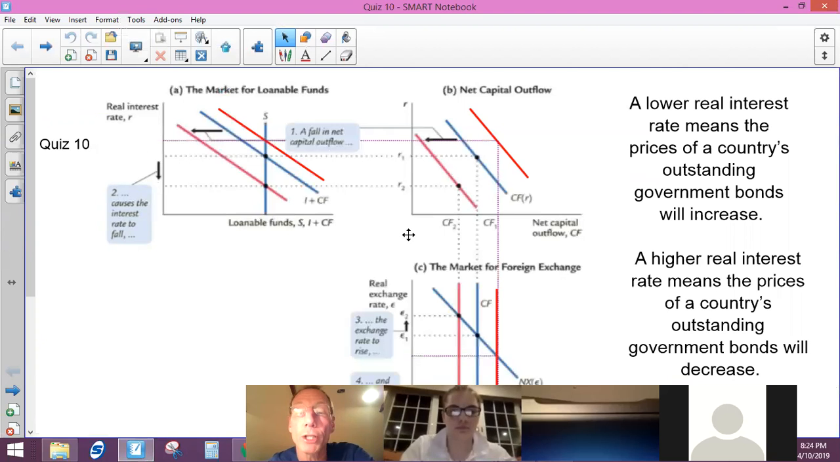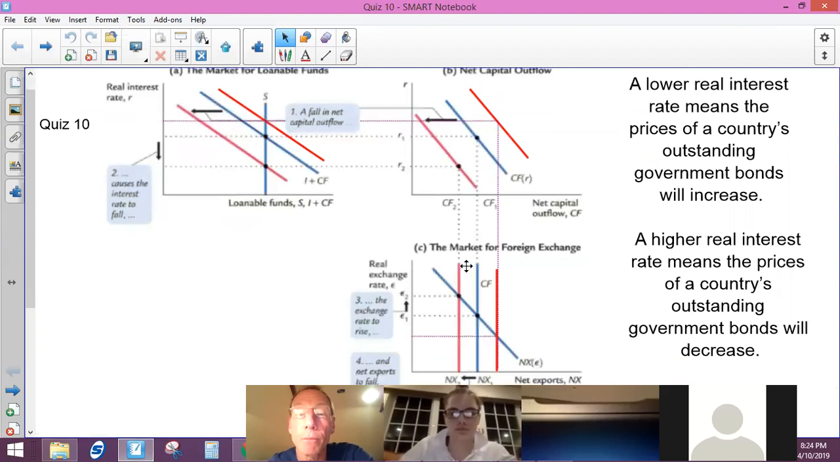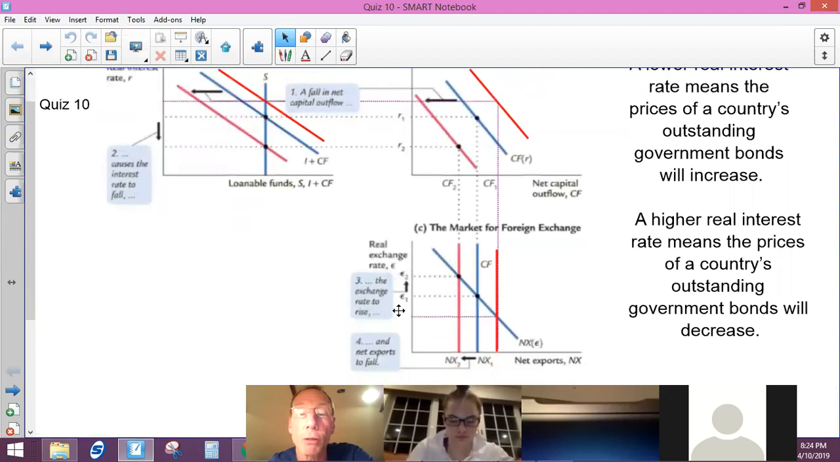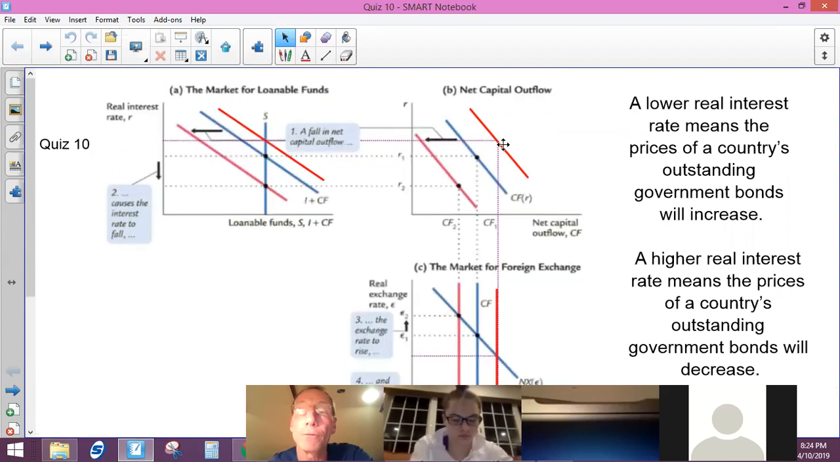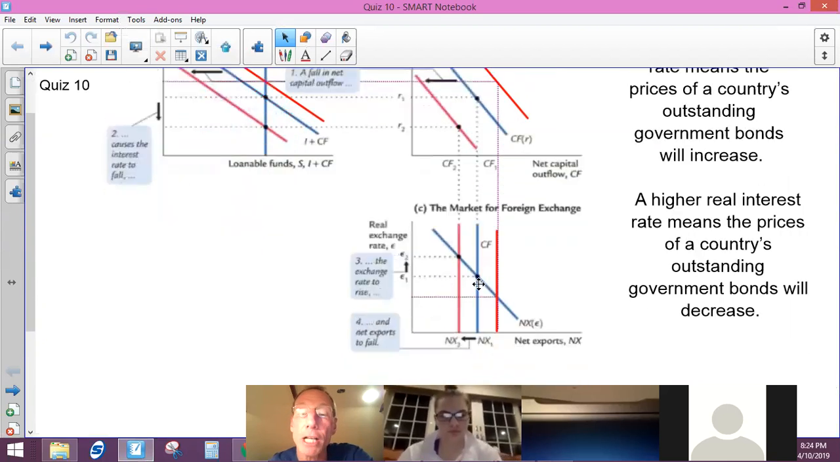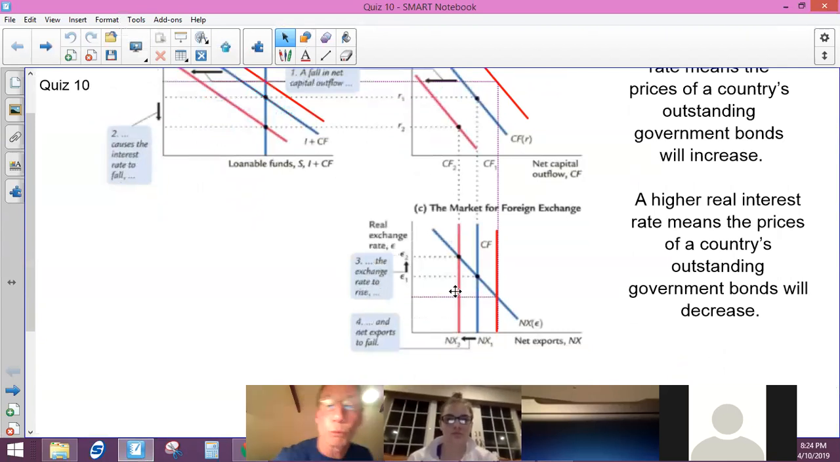And then what's going to happen is the exchange rate is going to rise because net exports go down. Because when capital outflow goes down, net exports go down, right? If you remember, capital outflow and net exports move in the same direction. Capital inflow, when capital is flowing in, that means that imports are going up or net exports are going down.